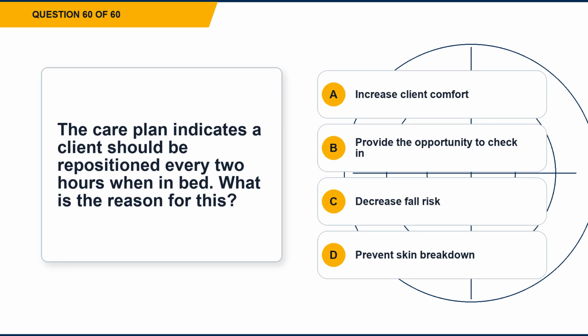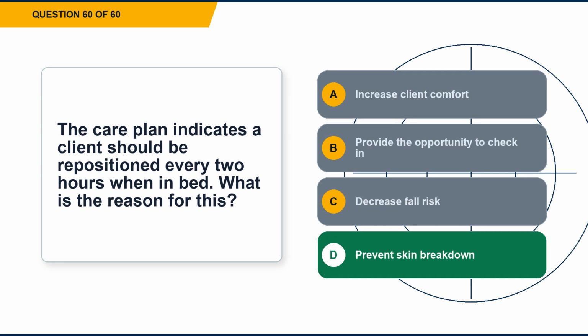Question 60. The care plan indicates a client should be repositioned every 2 hours when in bed. What is the reason for this? Option A, increase client comfort. Option B, provide the opportunity to check in. Option C, decrease fall risk. Option D, prevent skin breakdown. The correct answer is option D, prevent skin breakdown.